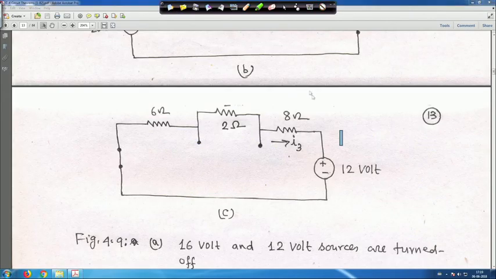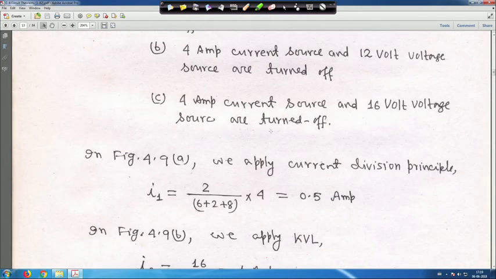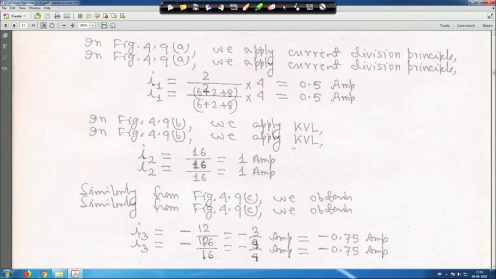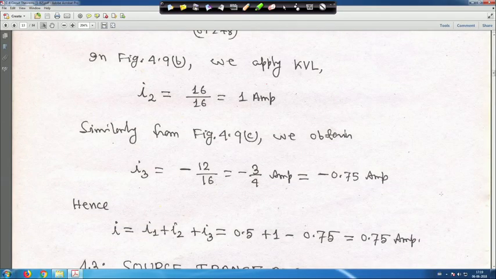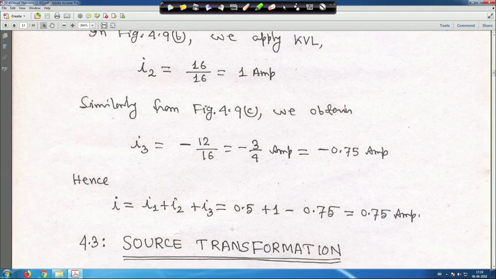In this case, all these circuits A, B, C, everything I have told. I 1 calculation is also given, I 2 I told, I 3 also I told, minus 0.75. If you apply superposition, I 1 plus I 2 plus I 3, it will be 0.5 plus 1 minus 0.75, which is equal to 0.75 ampere. That is I.